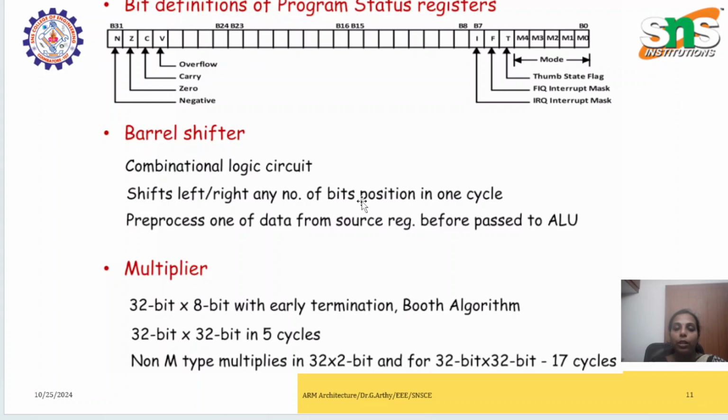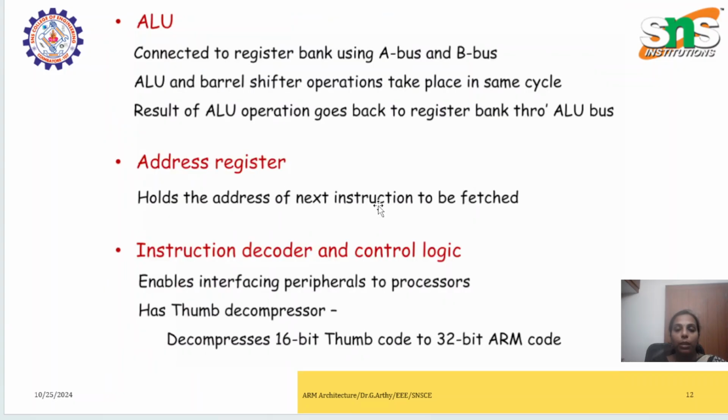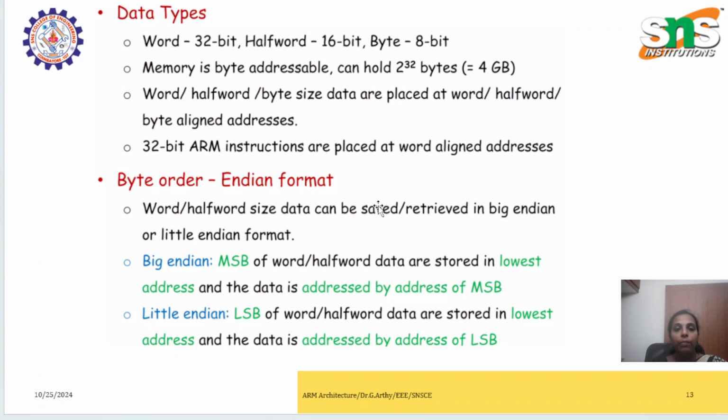The barrel shifter pre-processes one of the data inputs before passing it to the ALU. The multiplier normally is a 32-bit by 8-bit multiplier, and commonly Booth's algorithm is followed by the multipliers here. ALU, we know the function of the ALU is to perform arithmetic and logical operations. The same thing is done here too. The address register holds the address of the next instruction to be fetched. PC also does the same. So this is an additional feature in ARM. Then we have the instruction decoder.